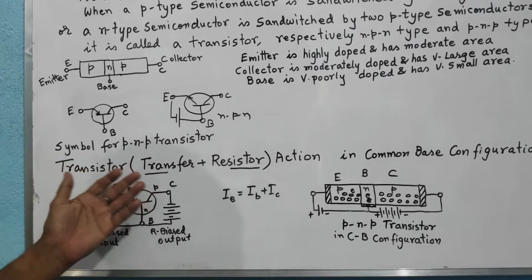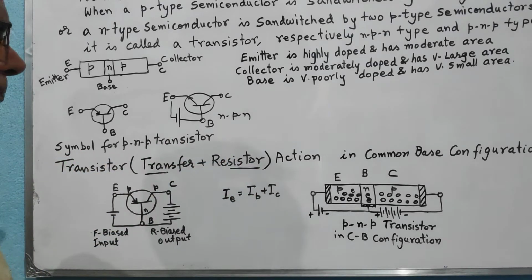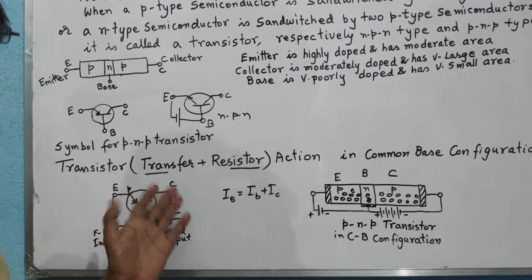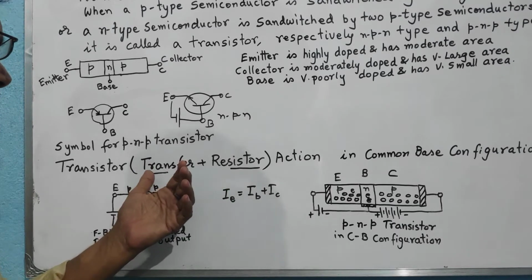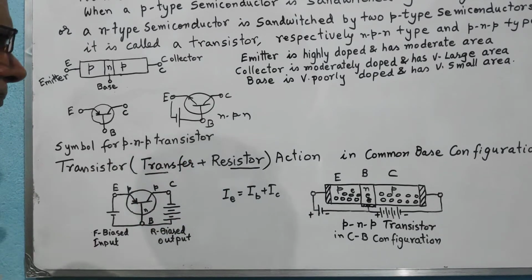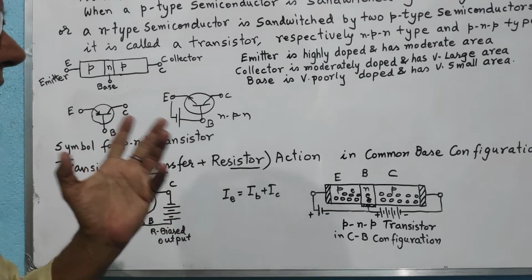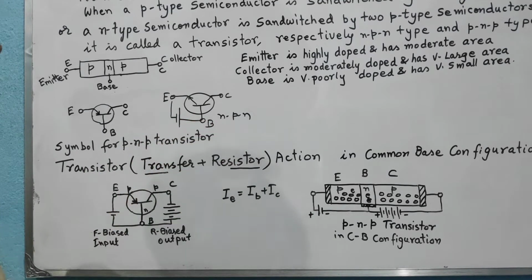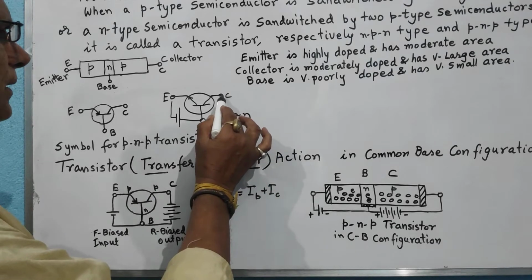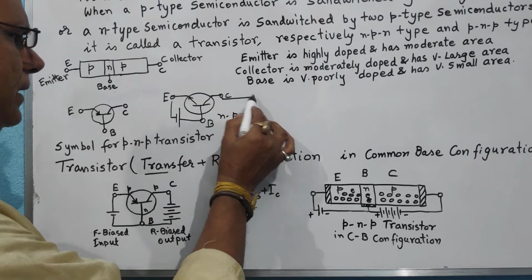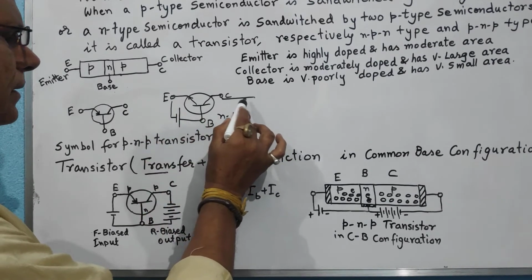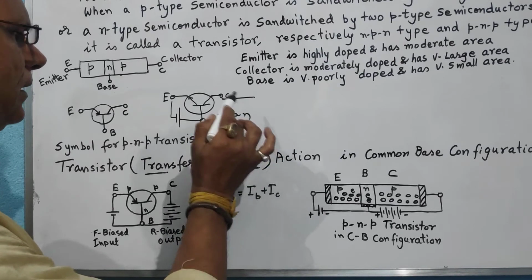Now we talk about how the transistor acts. The word transistor is derived from the combination of two words, transfer and resistor. So it becomes transistor. A transistor can be used in three configurations. We might have the common base configuration. Here you can create a circuit in which the emitter base is forward biased and the collector base is reverse biased.